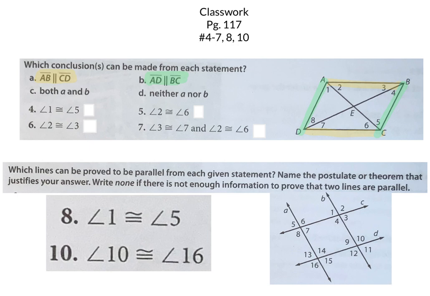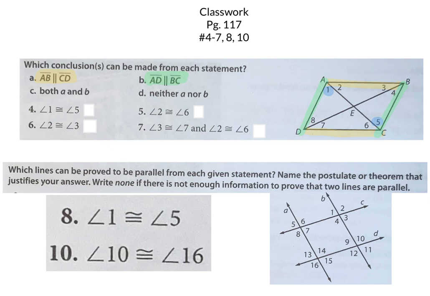So number 4, angle 1 congruent to angle 5. What type of angles are they and for which lines? We know they're congruent, right? Are they corresponding, alternate interior, alternate exterior, or consecutive interior? It's harder to tell when they have multiple. I would go alternate interior probably. To which lines?